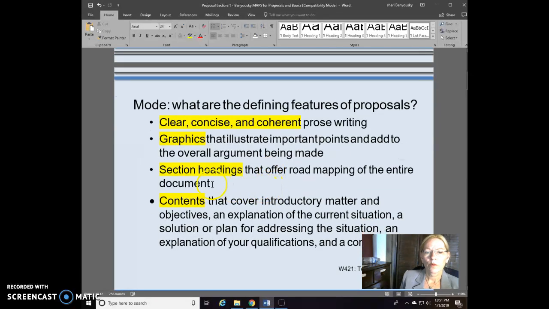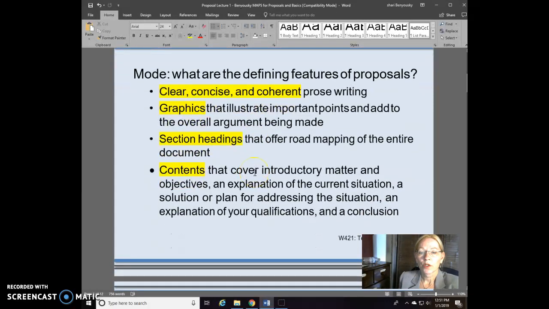The next thing your proposal will have will be lots of headings. The headings help the proposal to be skimmable, to be quick, and offer a roadmap of where we're going. Sometimes when somebody picks up a proposal, they want to know, first of all, how much is it going to cost? They're going to skim real quickly through your headings, find that cost, and find out if they want to continue reading. So the roadmap of the headings is very important.